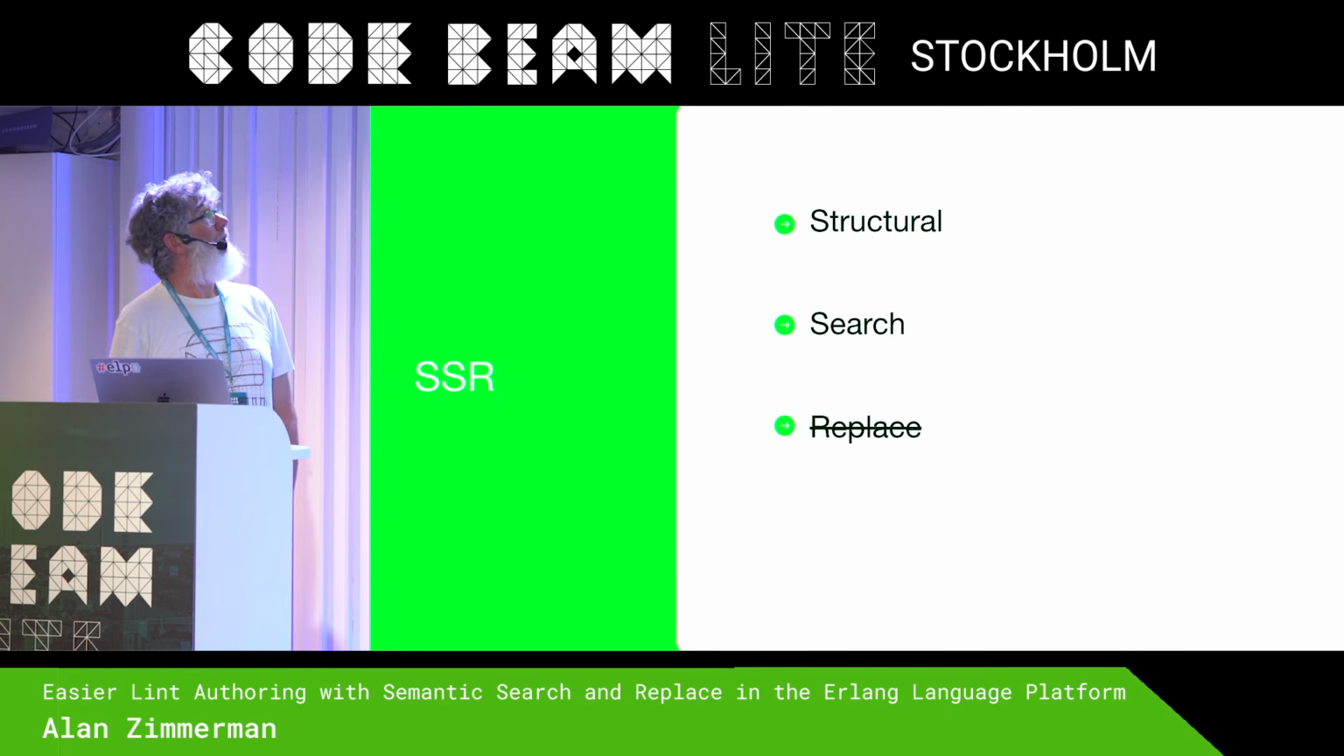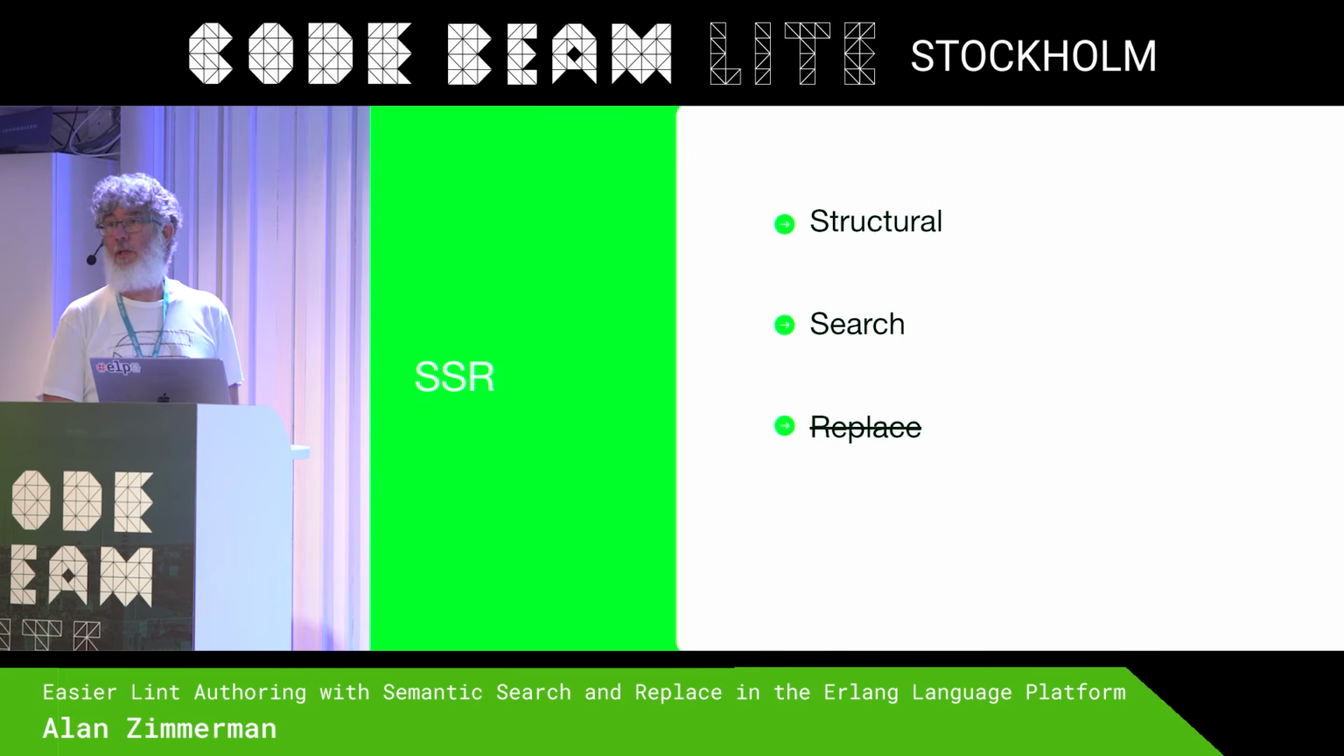That SSR, it stands for Structural Search and Replace. It's something that existed in Rust Analyzer, which ELP is based on. We share a heritage on it. It exists in there. So far, structural says it matches the structure of your code. So instead of just matching line by line, it looks at the actual AST.